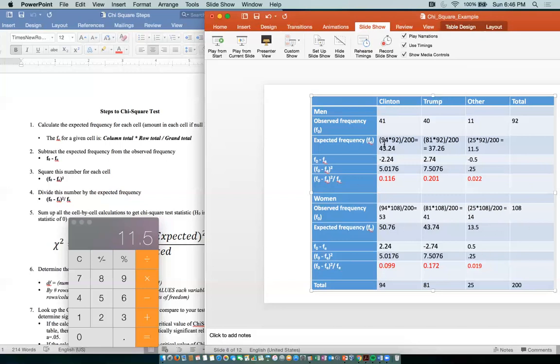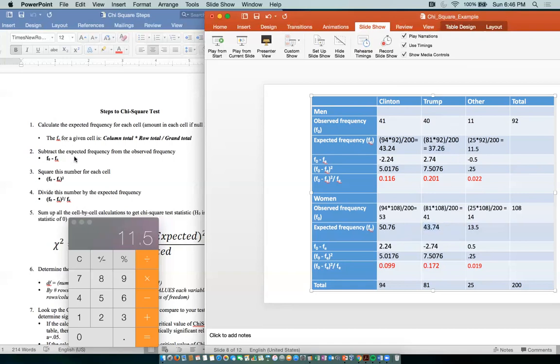We have now calculated the expected frequency. So this is the raw number of people we would expect to see in each category if the null were true. So in a world where the null is true, there are no gender differences in vote patterns, we should see 43.24 men voting for Clinton and 50.76 women voting for Clinton. If the null hypothesis were true, that there are no gender differences in voting patterns, we would see 37.26 men voting for Trump and 43.74 women voting for Trump. Okay, so that's step 1.